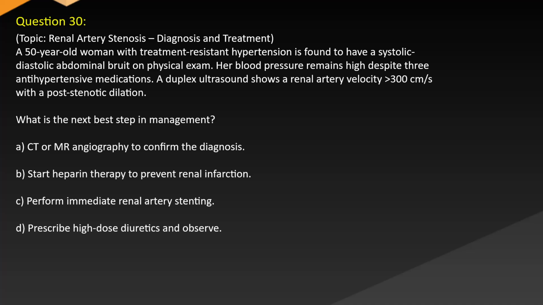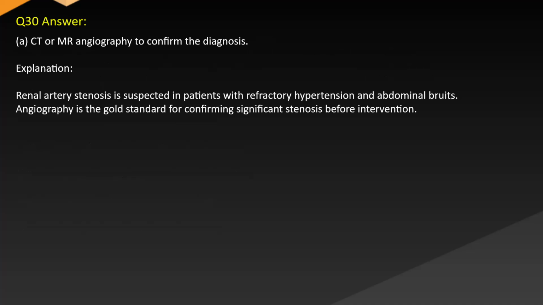A. CT or MR angiography to confirm the diagnosis. B. Start heparin therapy to prevent renal infarction. C. Perform immediate renal artery stenting. D. Prescribe high-dose diuretics and observe. Answer: A. CT or MR angiography to confirm the diagnosis. Explanation: renal artery stenosis is suspected in patients with refractory hypertension and abdominal bruits. Angiography is the gold standard for confirming significant stenosis before intervention.